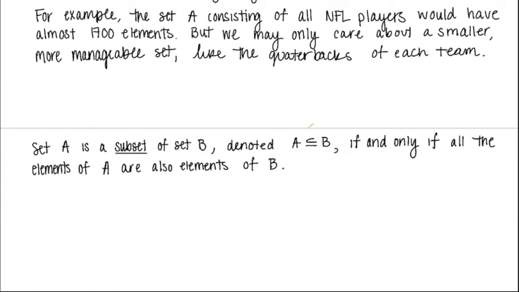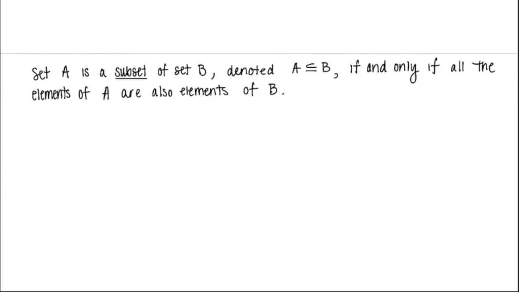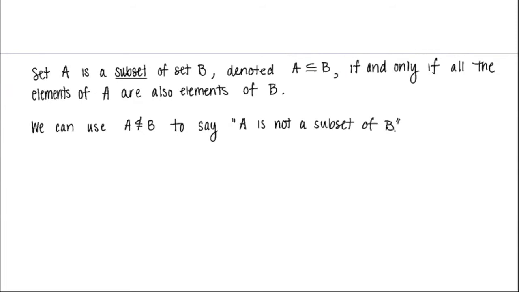So it's kind of like an inequality sign that you learned about. A is less than or equal to B. Basically, everything that's in A is also in B. And anytime we want to say something is not, we pretty much put a slash through it. So we can use A is a subset with a slash through it, B, to say A is not a subset of B. So all of those elements in A are not in B.